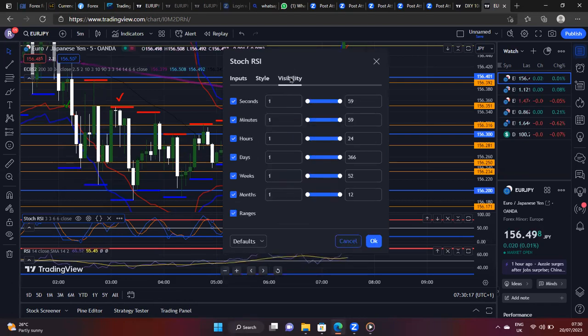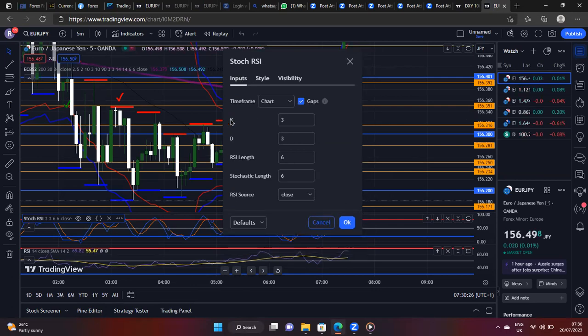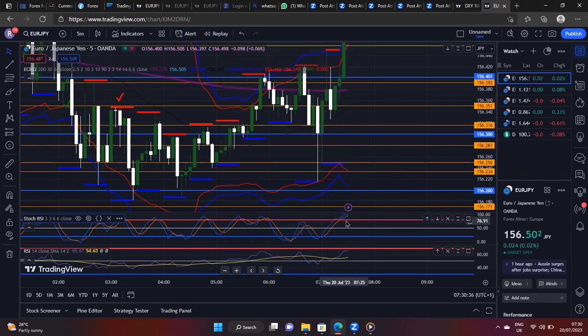Visibility, don't do anything here. Leave visibility as it is. So what you're working on is input. You want to make sure K is set to 3, D set to 3, RSI length set to 6, stochastic set to 6. That is 3366. That's a certain format. And you click OK. That is for the stochastic RSI setting.